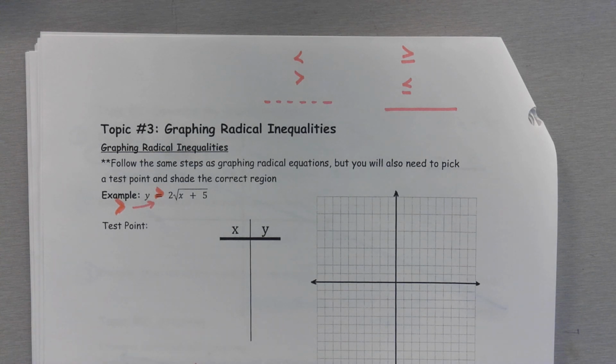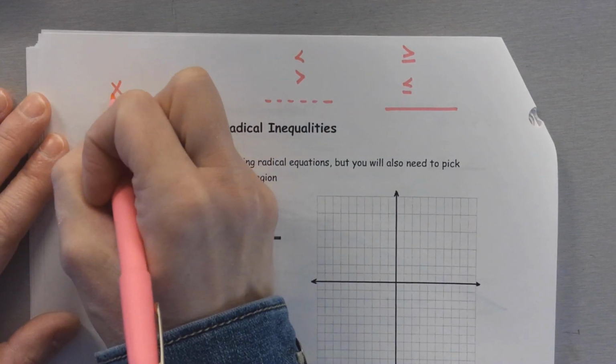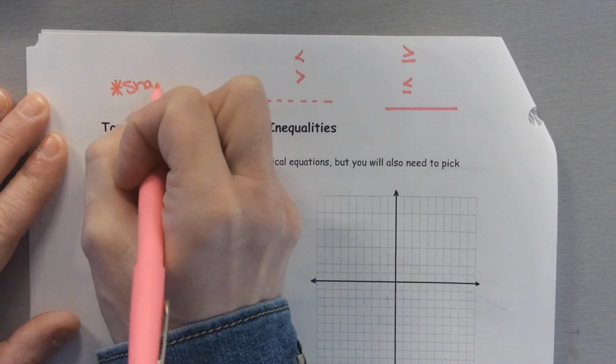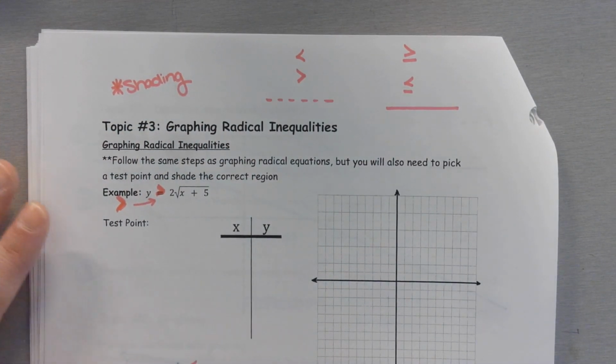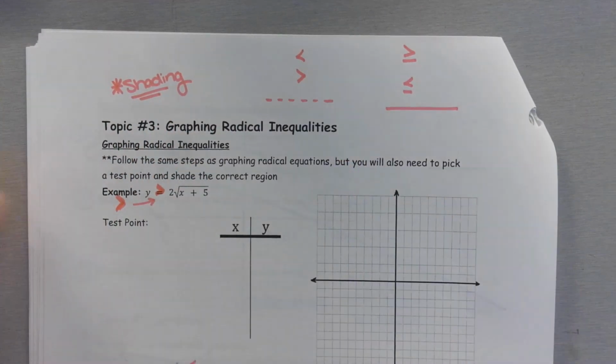The other thing that we need to remember with these problems is that we need to shade. Oh yes, the shading. We need the shading, and we're going to find test points to help us figure out where to shade. So shading is a must for these. We need to be careful with dotted or solid. So those are the new things that we're picking up.